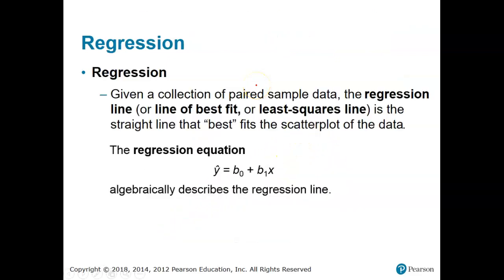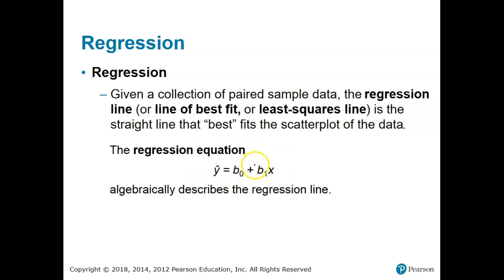Okay, so once we've established that there is a correlation, what we can do is look at regression. The regression line, or the line of best fit, or the least squares line, is basically a line that is going to go through your points and serve as a prediction line. So it's going to allow us to predict values from that. So this is your regression equation.